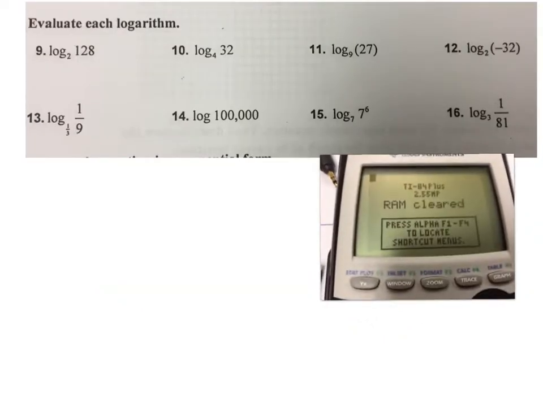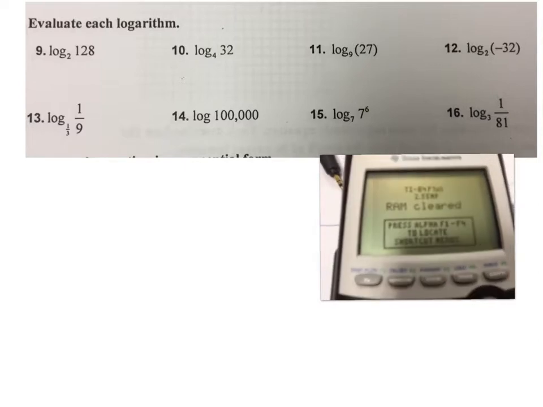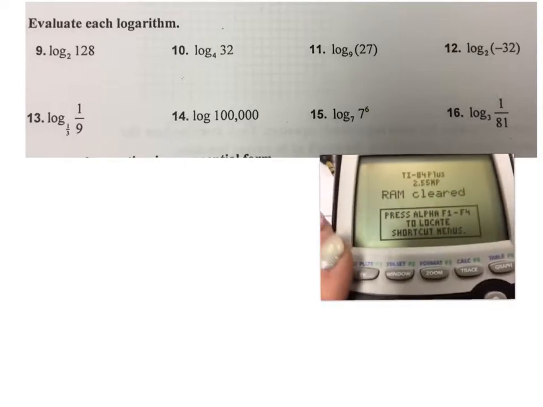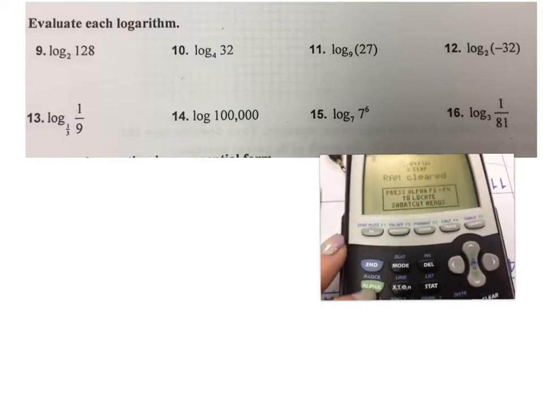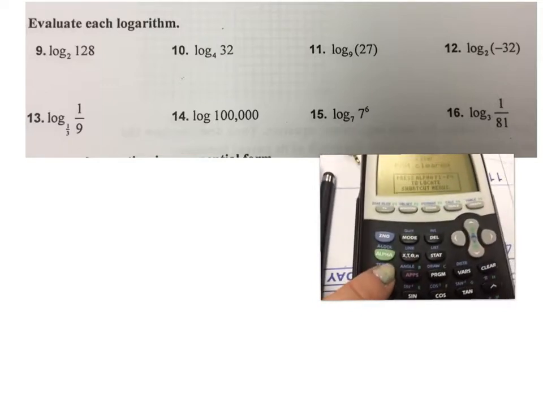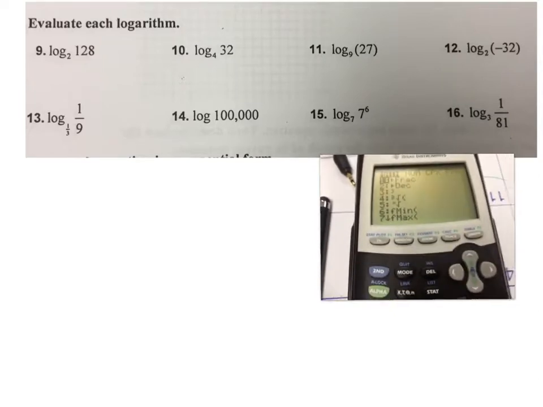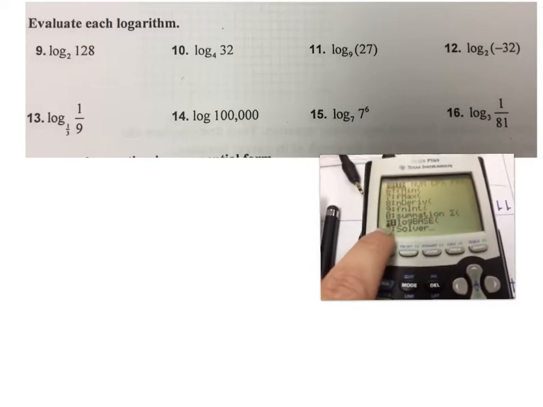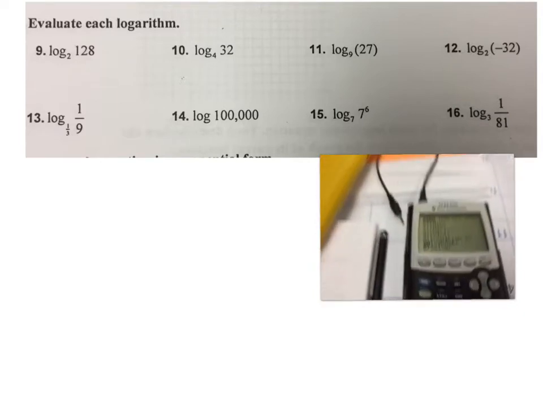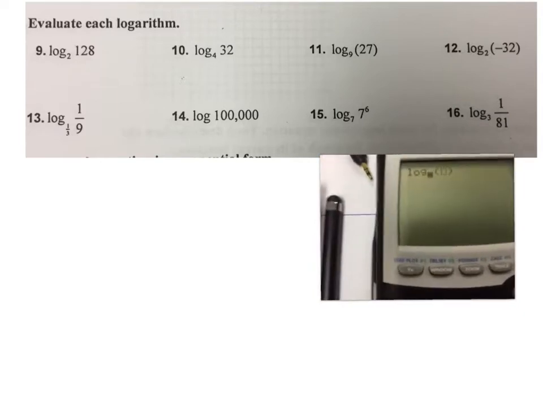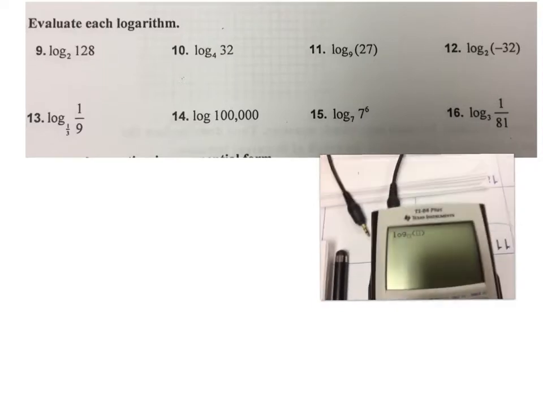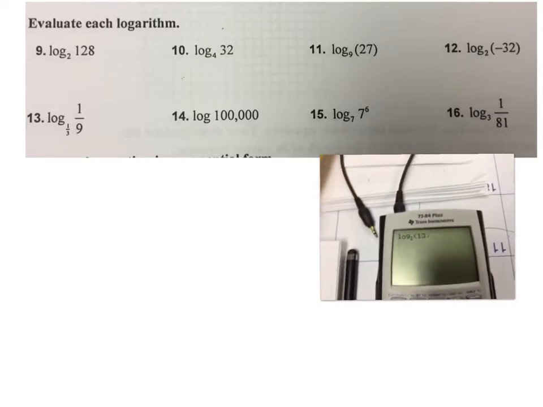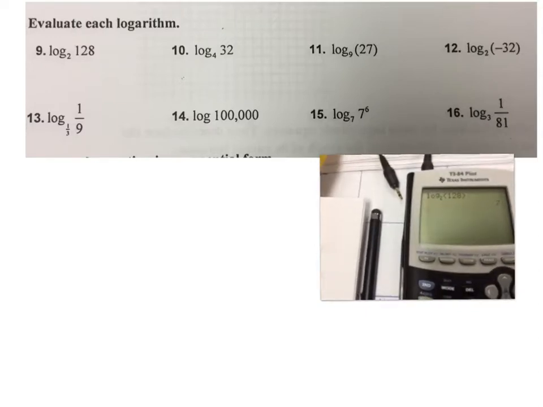Okay, so now we are going to look at the next section. This is evaluating logarithms. I will remind you there's a couple ways that you can evaluate logarithms on the calculator. If you go to the math button, and you scroll through the list, choice A says log base. If you hit enter on that, it pastes this on the screen and this will evaluate logs for you. You can type in base 2 of 128 and that equals 7.